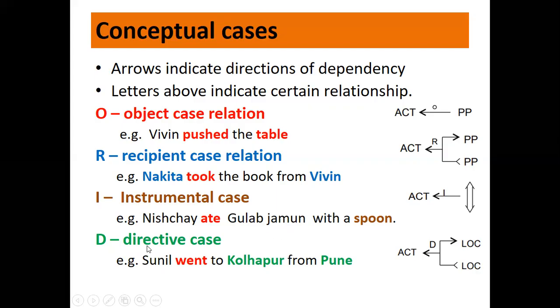Next, what you have is the directive case. Sunil went to Kolhapur from Pune. So there is a change in the location from the source to the destination by moving in a particular direction, right? So the act is what? Moving, that is went, in a particular direction to move from one location to another location, right? So Sunil went to Kolhapur from Pune.